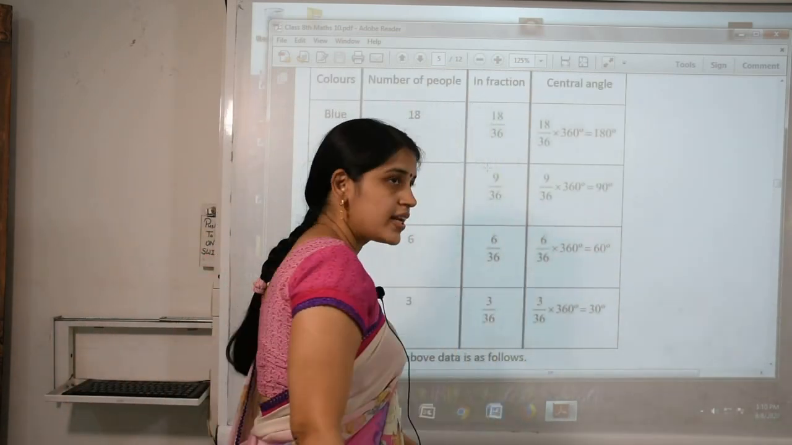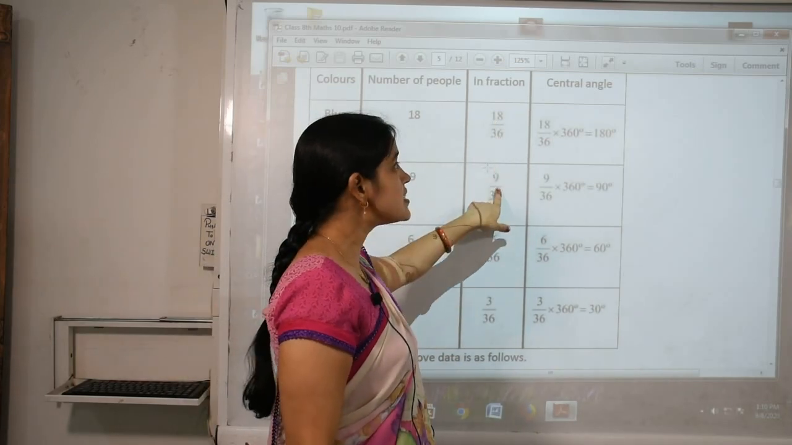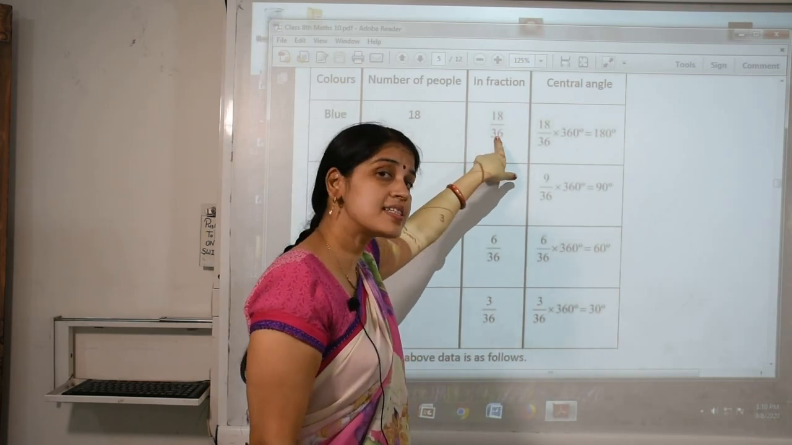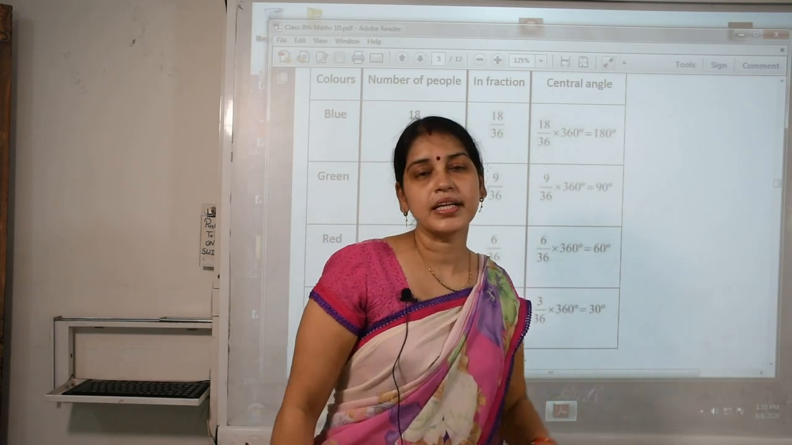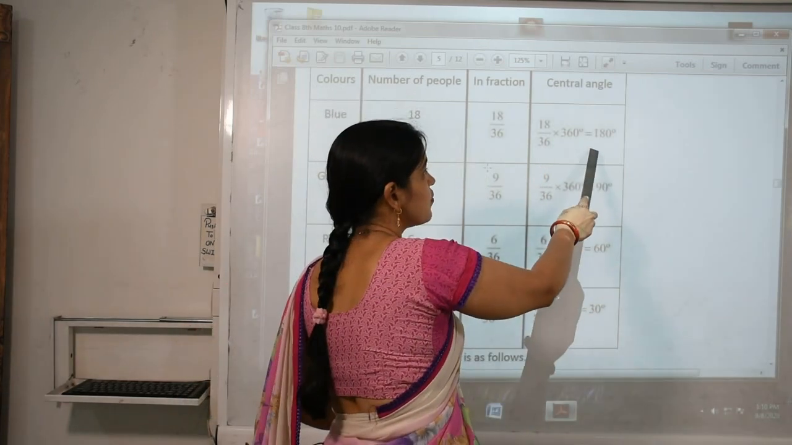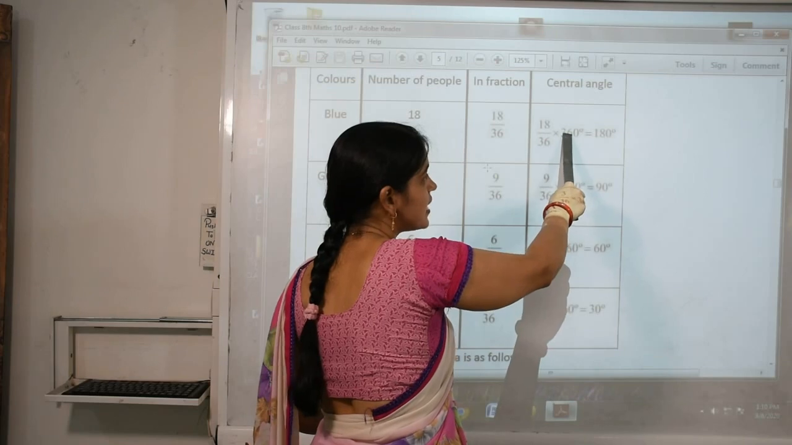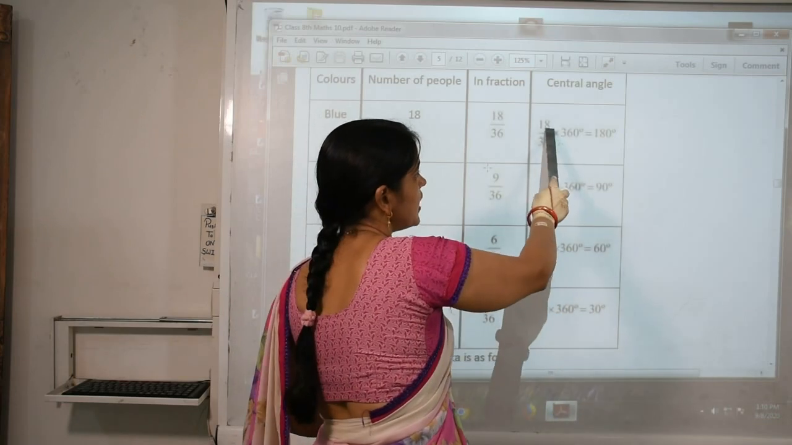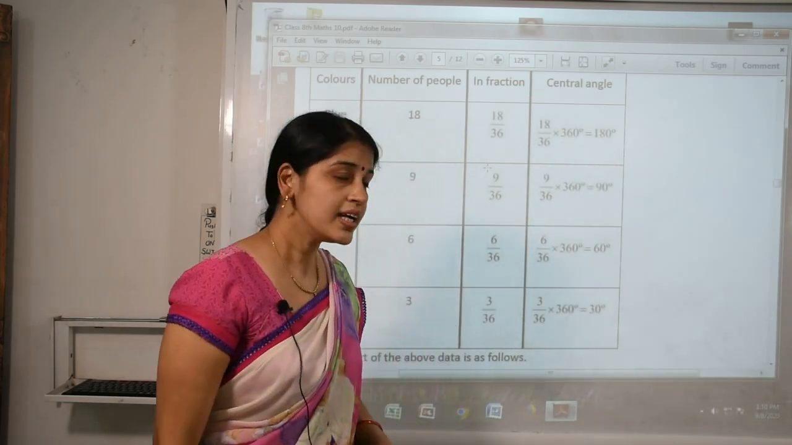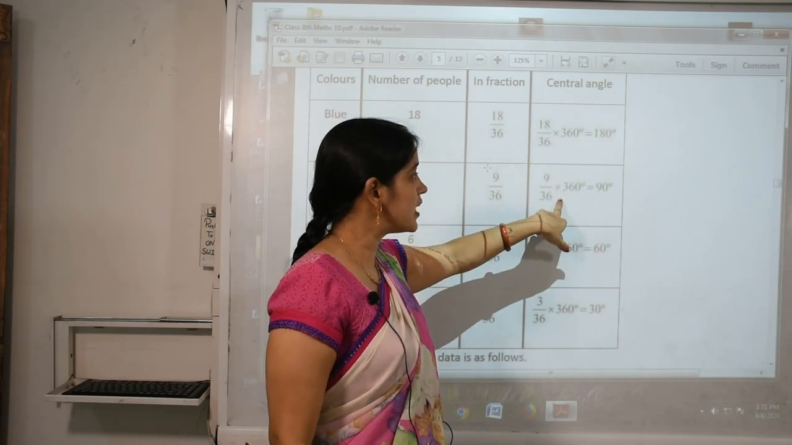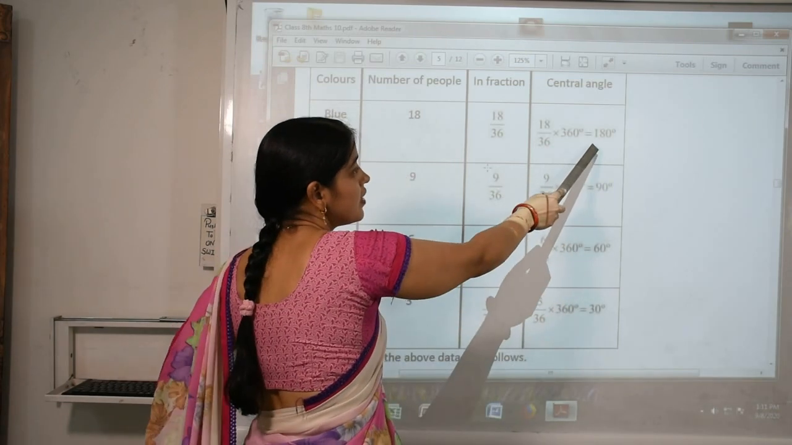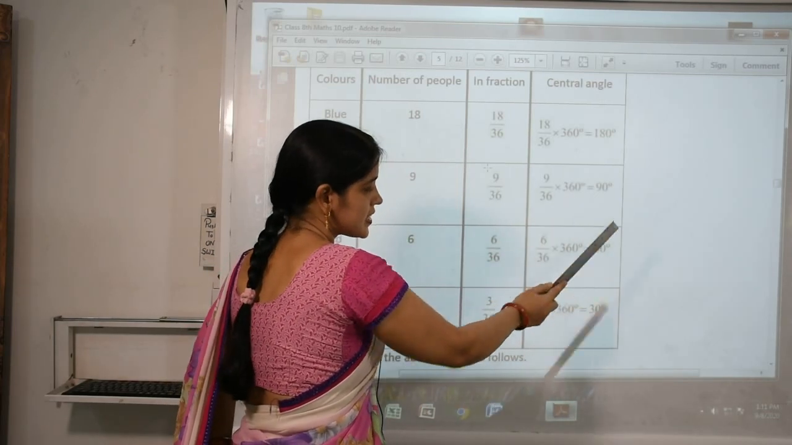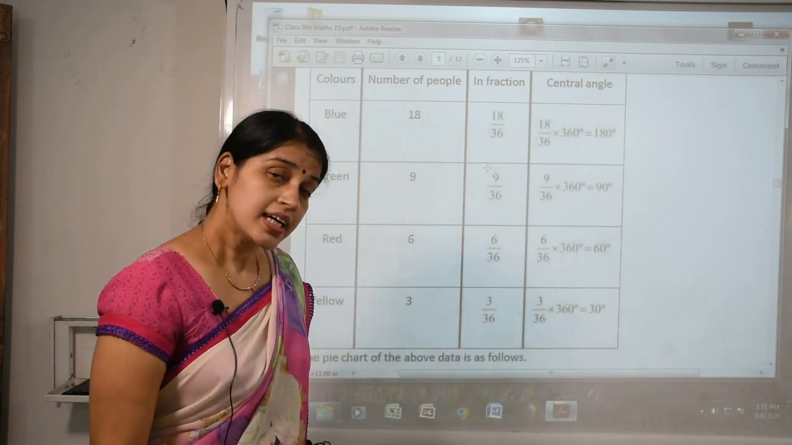The first two columns are given in the question. In the third column we find the fraction, that is 18 upon 36. 36 is the total. Then it is multiplied by 360 degrees. So this 36 and this 36 get cut. 36 ones are 36, 36 tens are 360. So 18 into 10, we get 180 degrees. In the same way we get four angles: 180 degrees, 90 degrees, 60 degrees, and the fourth one is 30 degrees.